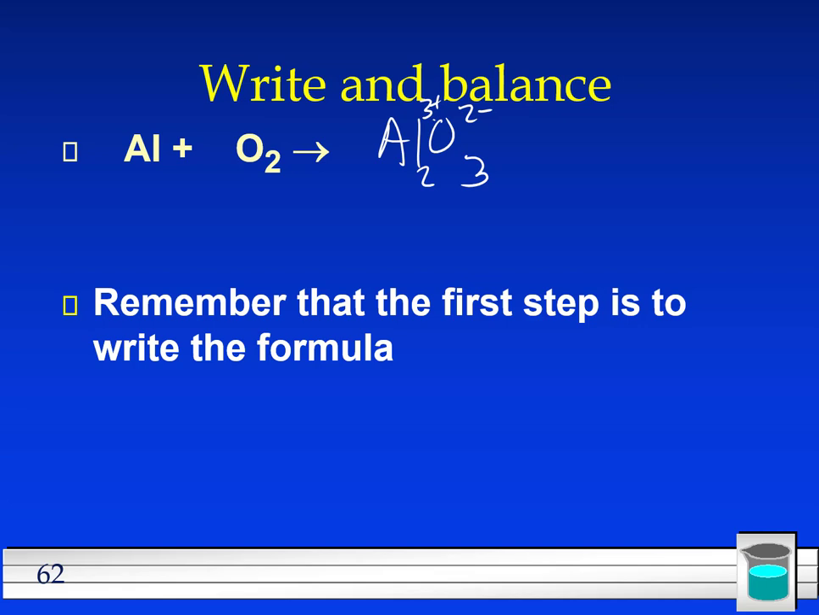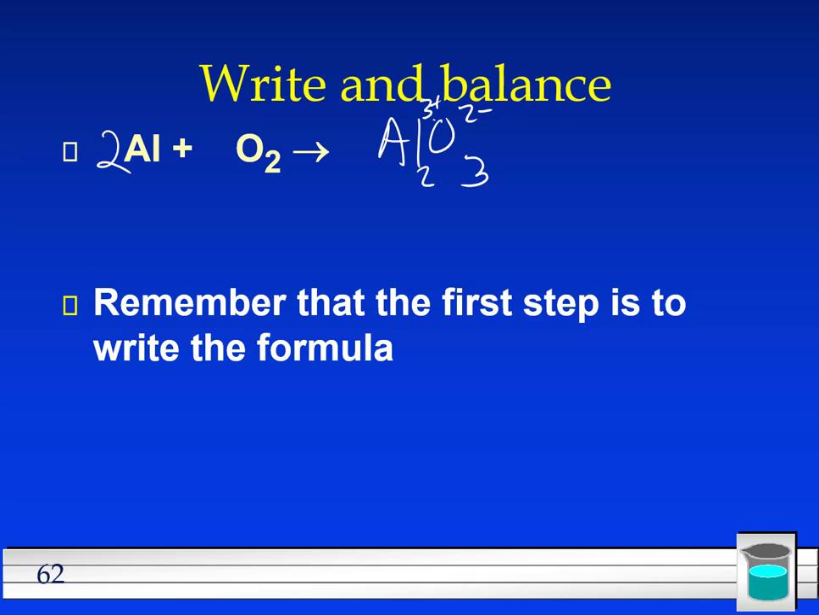First step, write the formula. And then go to balance it. So I put a 2 in front of Al. These are my 2 Als. Now I got 2 O's on one side and 3 O's on the other. Even and odd. So I fixed it by doubling.